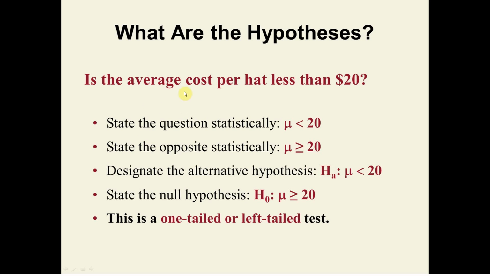How about another one? Is the average cost per hat less than $20? Once again, we'll say average meaning the population mean. Less than 20, that's less than 20. The opposite is greater than or equal to. This is the one with the not equal or the inequality in it, so it's the alternative. This is the equality, so that's the null. And it's a left or lower tailed test, or one-tailed test, because it's the less than sign, right? So less, left, lower, or one lower tailed test.